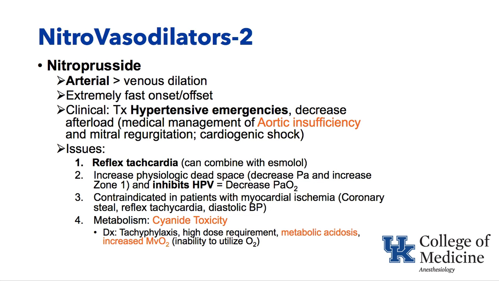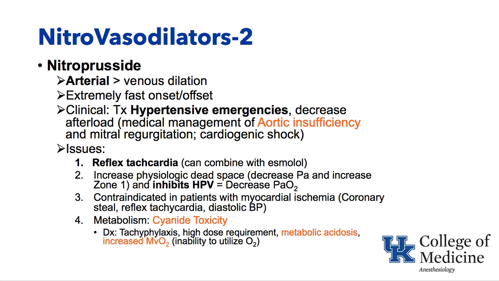How do you diagnose that? If you have nitroprusside running at relatively high doses for long periods of time, or in high doses for short periods of time, it can result too. You can get cyanide toxicity, and it presents with tachyphylaxis, that is, you're having to increase the dose of nitroprusside to get the same hypotensive effect. Using high doses, you find on your blood gas that you're developing a metabolic lactic acidosis.